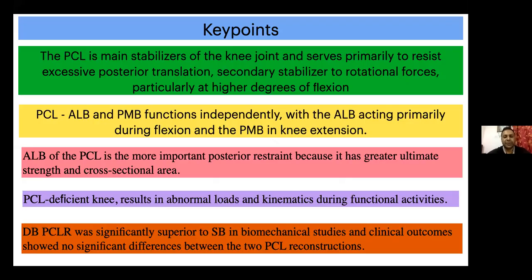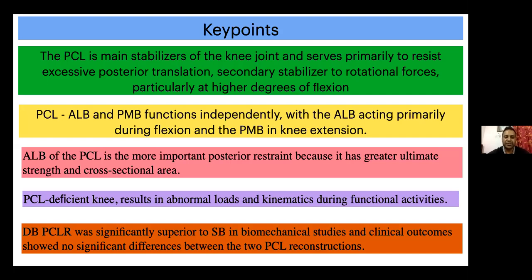The key points from this presentation are that the PCL is the main stabilizer of the knee joint and serves primarily to resist excessive posterior translation, whereas it is a secondary stabilizer to rotational forces, particularly at high degrees of flexion. The posterior cruciate ligament has two bundles, anterolateral and posterior medial, which function independently, with the anterolateral bundle acting primarily during flexion and the posterior medial bundle acting in knee extension, but they work synergistically throughout the arc of motion of the knee.